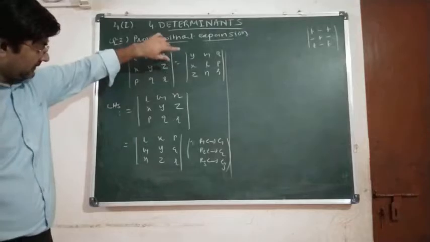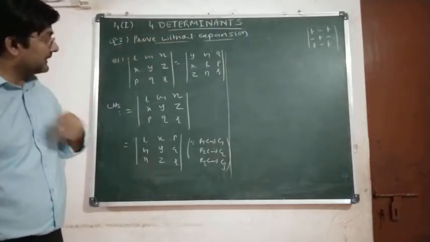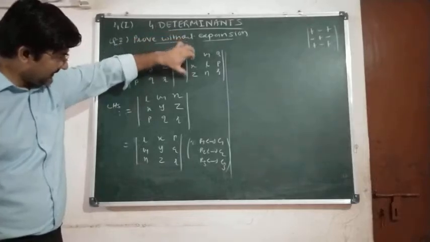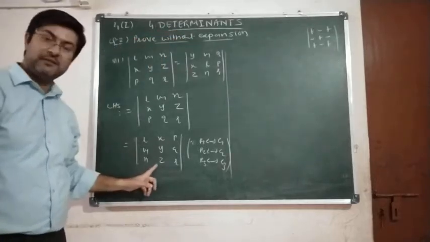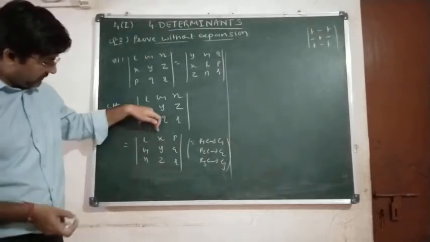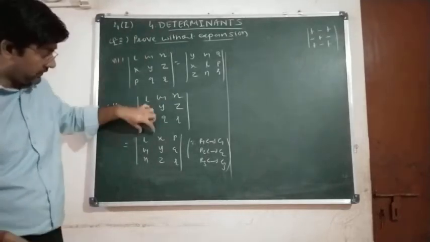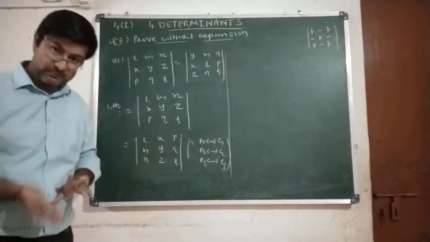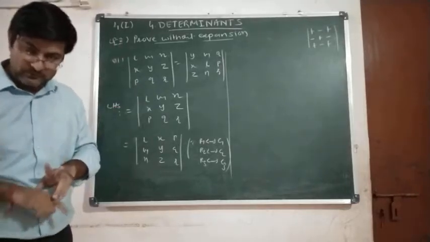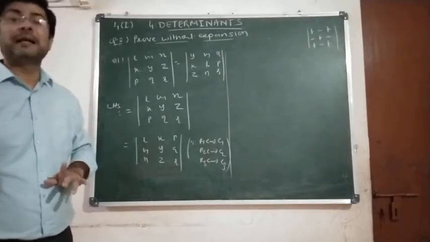Now look at the next step. You will find that the XYZ entries are in the first column, while here we have them in the second column. So obviously we have to change. What we can do is interchange these two columns. Now this is again a property: when we interchange any two rows or two columns in a given determinant, the value of the determinant changes by a minus sign.